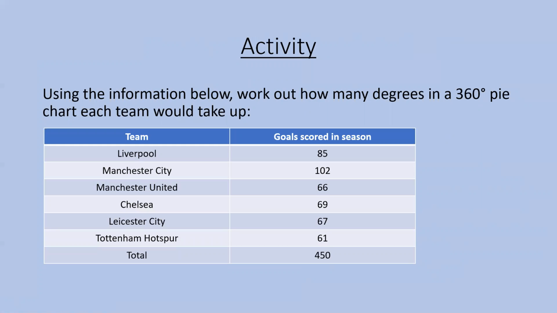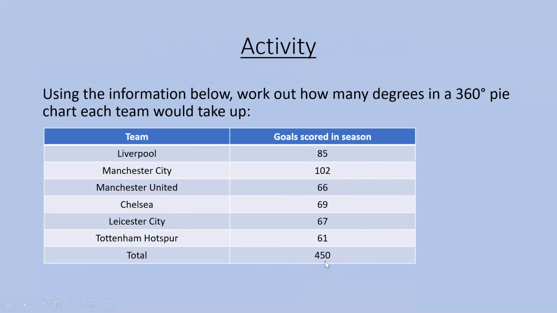So here's the activity for you to try. I'm going to get you to use the information below to work out how many degrees in a 360-degree pie chart each team would make up. What we have here is the top 6 in the Premier League last season and the number of goals that each team scored. We also have the total number of goals that all 6 teams scored together when we add that up. So we're going to find out how many degrees each team's goal tally would represent in a pie chart.